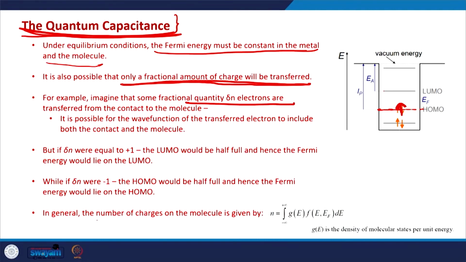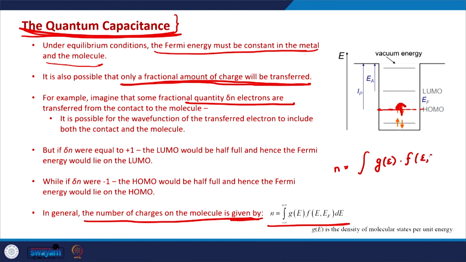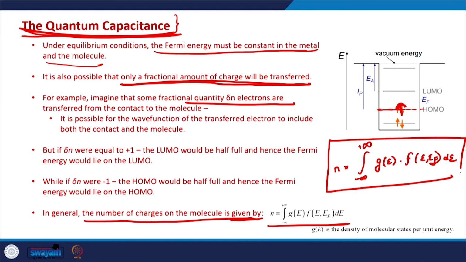In general, let us say the total number of charges on a molecule is given by this relationship, which is a fundamental relationship. So, the number is given by the density of states times the Fermi function, integrated over all possible energy values. If we take this EF to be the equilibrium Fermi function, which means the Fermi function after joining the metal to the quantum dot, in that case this number will be the number of electrons in the system at equilibrium after the molecule is in touch with the metallic contact.